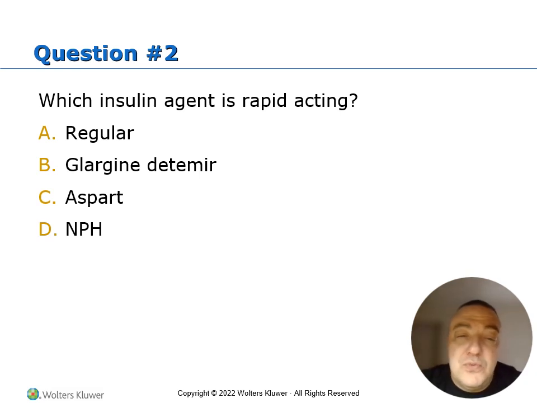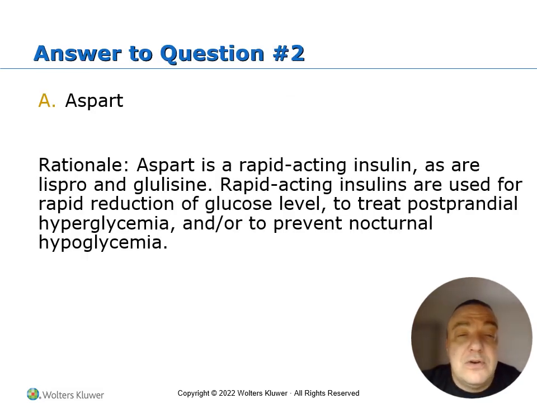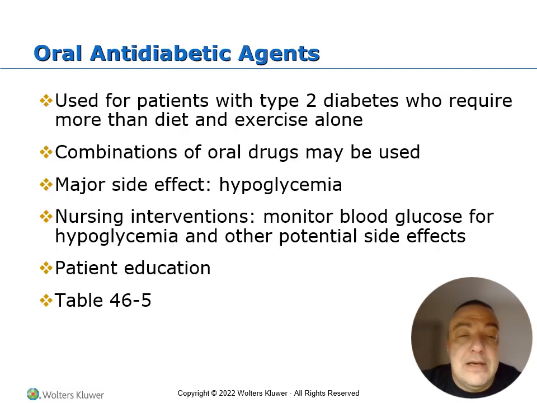So which one of these is rapid acting? Regular insulin is regular insulin. NPH is NPH. Glargine is your Lantus, long-acting, and Aspart is your Humalog. So we're going to go with Aspart. That's your Lispro, Humalog.